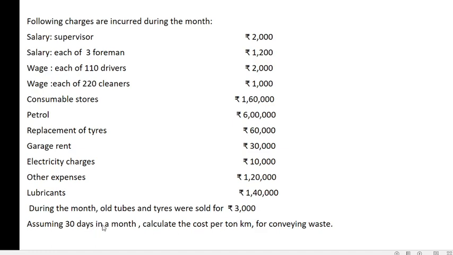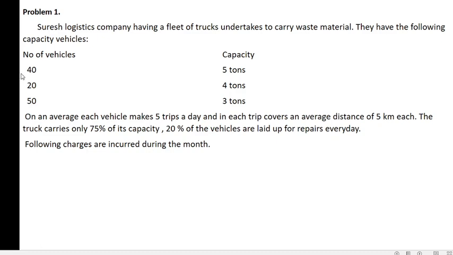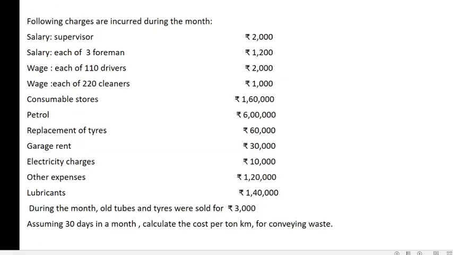Assuming 30 days in a month, calculate the cost per ton kilometer for conveying waste. In this problem, they have given the number of vehicles and their capacity. Also, they have provided other information relating to the various charges incurred during the month. From the above information, we have been asked to calculate the cost per ton kilometer for conveying waste.